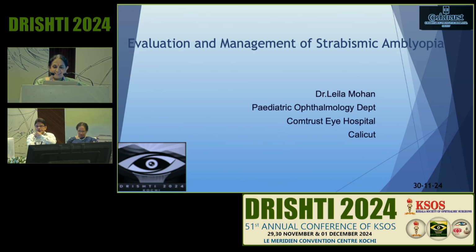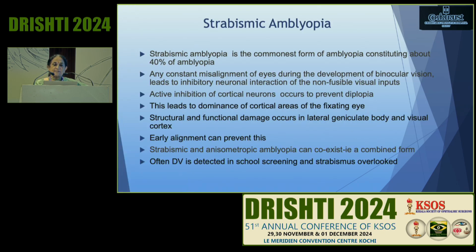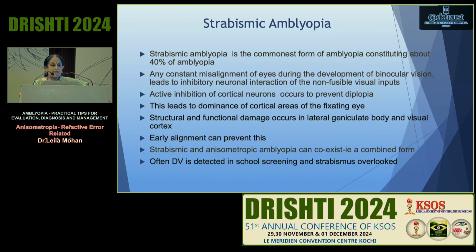Thank you, Dr. Elizabeth. So, coming to evaluation and management of strabismic amblyopia. Strabismic amblyopia is the commonest form of amblyopia, as already pointed out, constituting about 40% of amblyopes. Any constant misalignment of eyes during the development of binocular vision leads to inhibitory neuronal interaction of the non-fusible visual inputs, leading to active inhibition of the cortical neurons to prevent diplopia and dominance of cortical areas of the fixing eye. So structural and functional damage occurs in the lateral geniculate body and visual cortex, and early alignment can prevent this structural and functional damage.